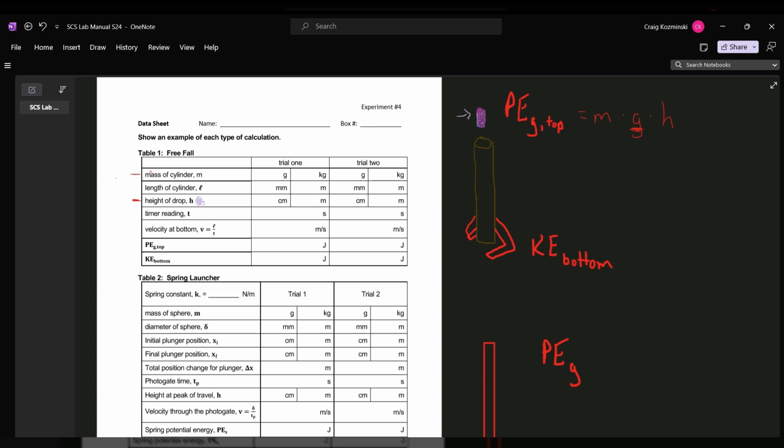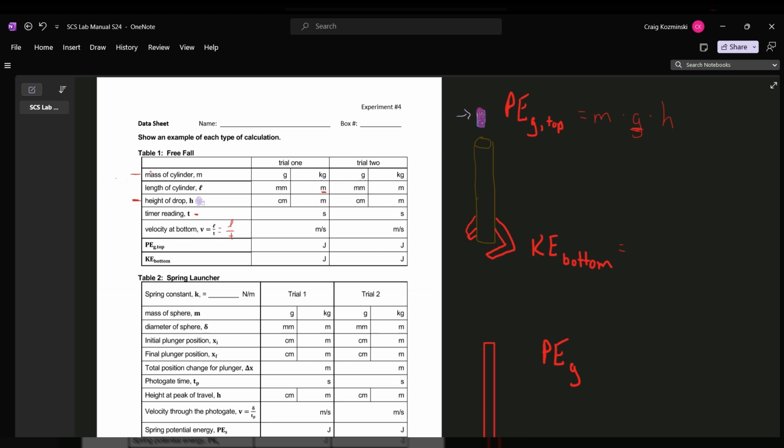Finally, we will use our timer reading of our cylinder at the bottom, which will be measured by the photogate, t, to calculate our velocity, where the velocity is going to be equal to the length of the cylinder divided by the time. And so obviously we'll have to use a length in units of meters and divide that by seconds to get the velocity at the bottom.